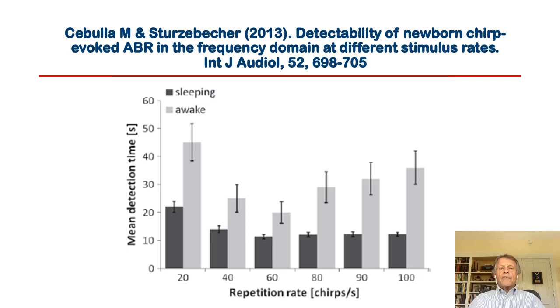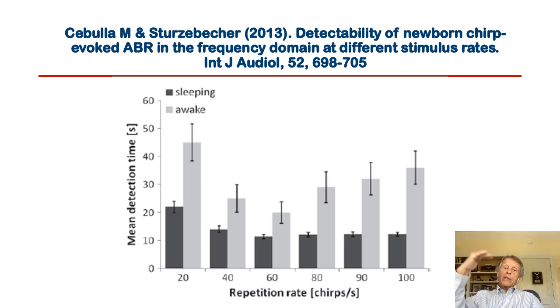Another big advantage of ASSR with chirps is the speed at which the ASSR is detected. And remember, it's automatically detected by statistical program. So here's another study from 2013 showing that the sleeping child, a child who's sleeping while the ASSR is being done, can be tested incredibly quickly. The time it takes to detect an ASSR is down around 20 seconds or less.